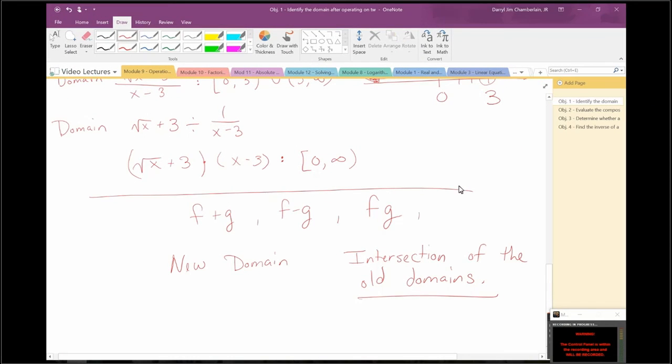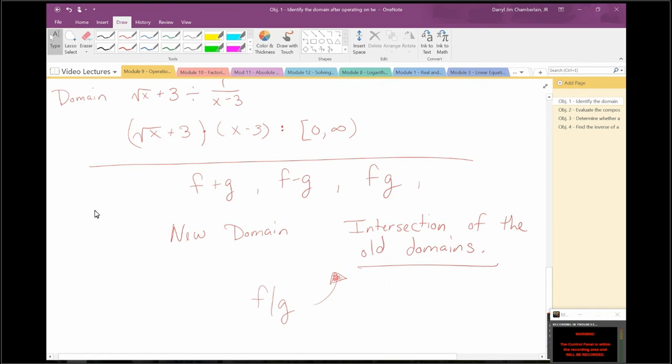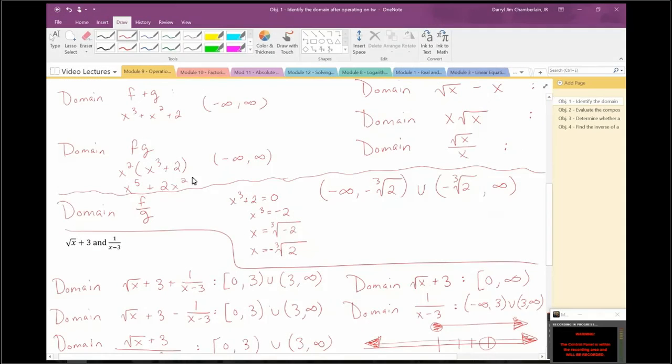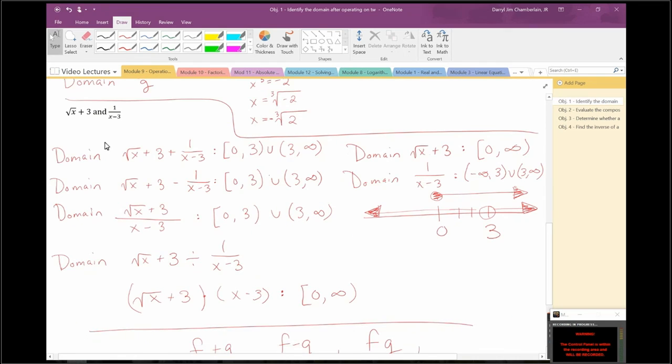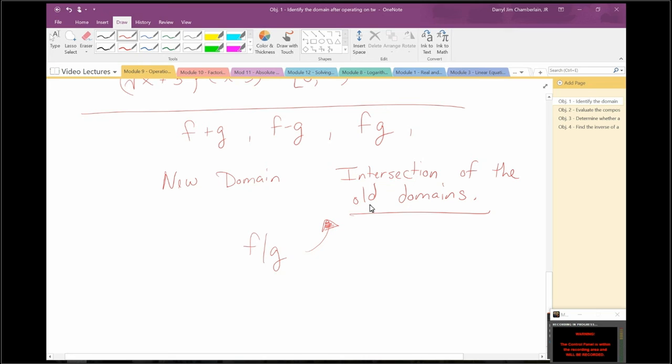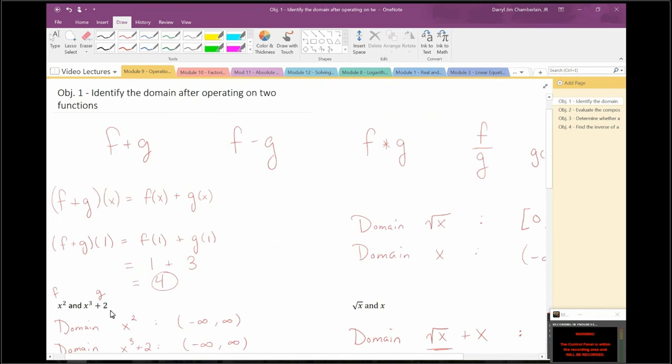And then division will look very close to this intersection. We may throw away some new values like we did in these two cases. We may even add in a value back, but it'll look very close to the intersection of the two old domains. And that's everything we need to know about the domain after operating on two functions.